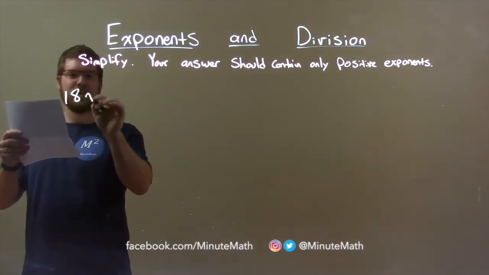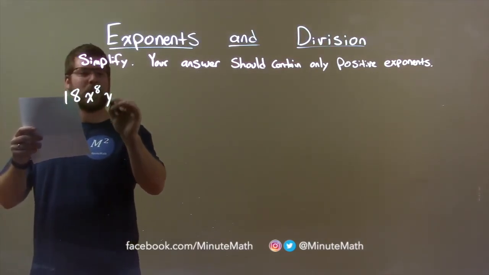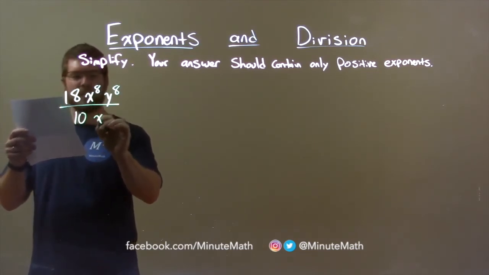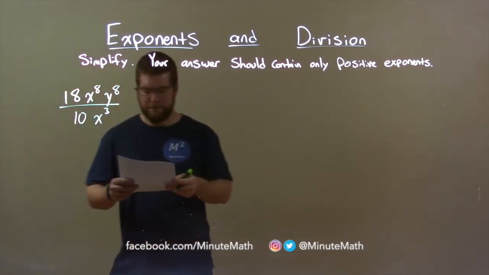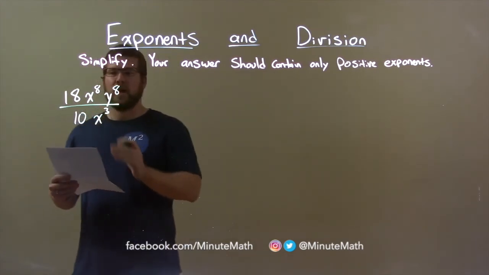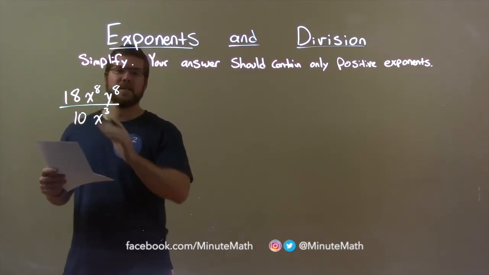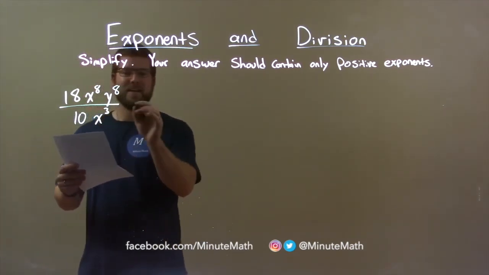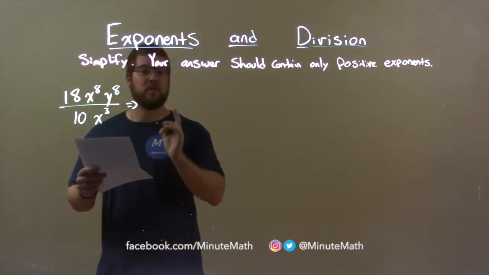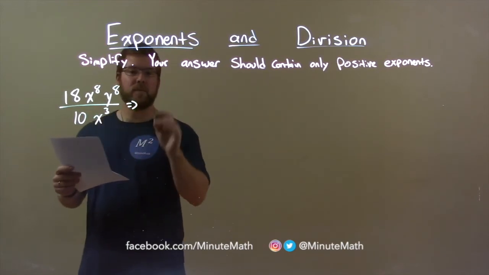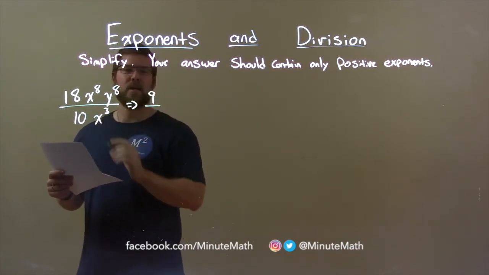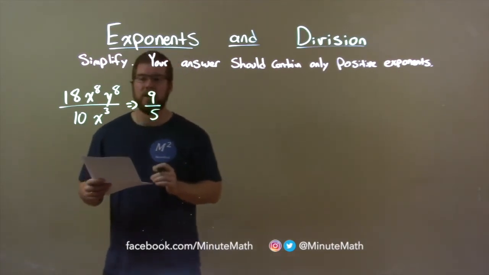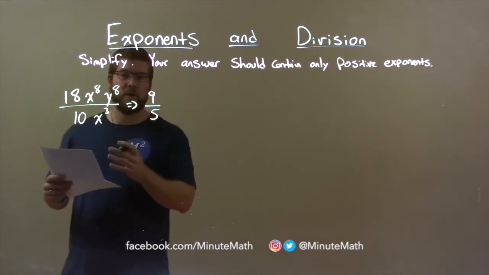18 x to the 8th, y to the 8th power, over 10x to the 3rd power. All right. So what I want to do, I'll look at the coefficients. 18 divided by 10. Well, 18 divided by 10 can simplify. Both of these are divisible by 2, and 18 divided by 2 is 9, and 10 divided by 2 is 5.